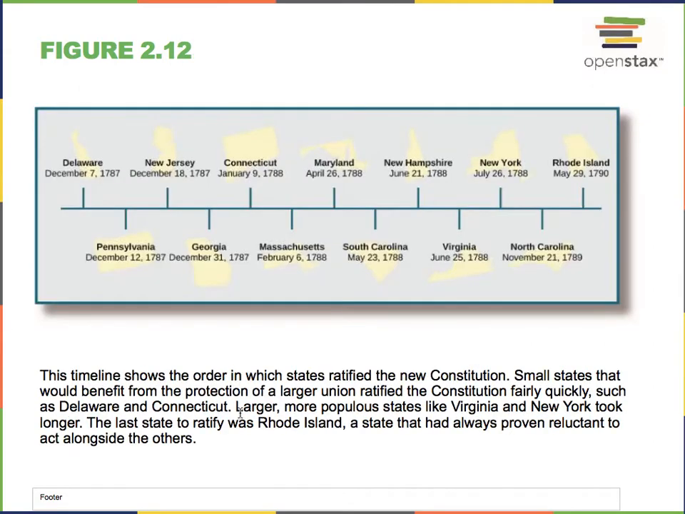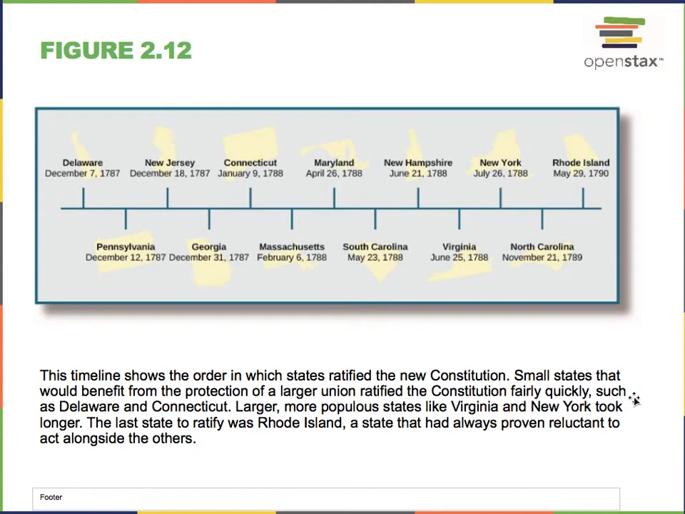So what was the timeline of people ratifying the Constitution? First out, Delaware, Pennsylvania, New Jersey, Georgia, Connecticut, Massachusetts, Maryland, South Carolina in on the game, New Hampshire, Virginia, New York, North Carolina, Rhode Island. This timeline shows the order in which the states ratified the new Constitution. Small states that would benefit from protection of a larger union ratified the Constitution almost immediately.